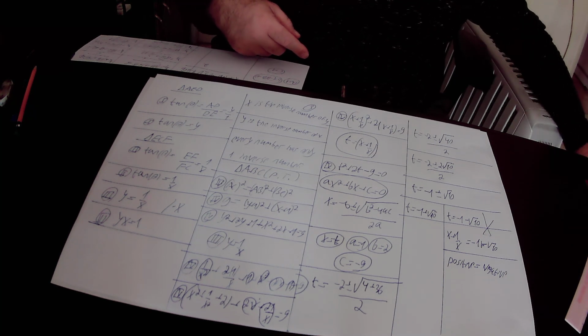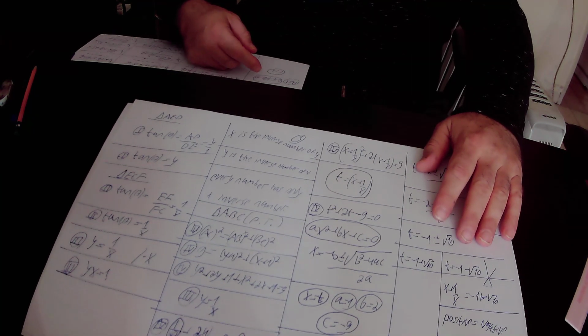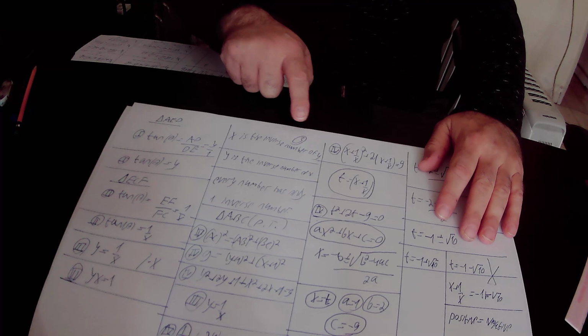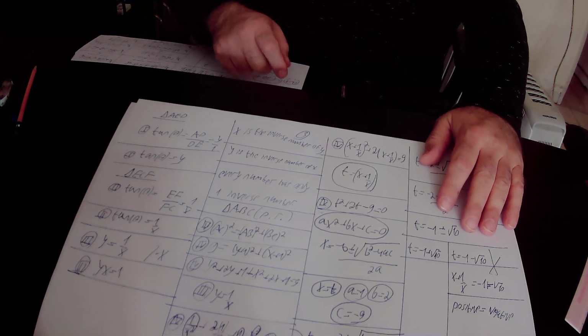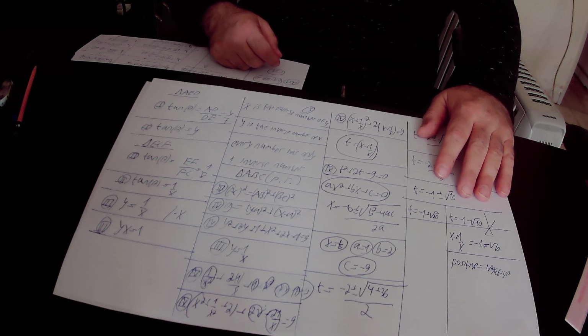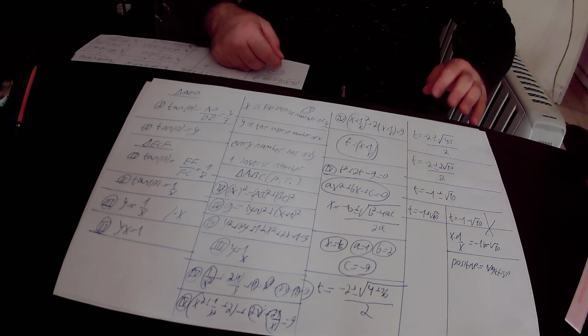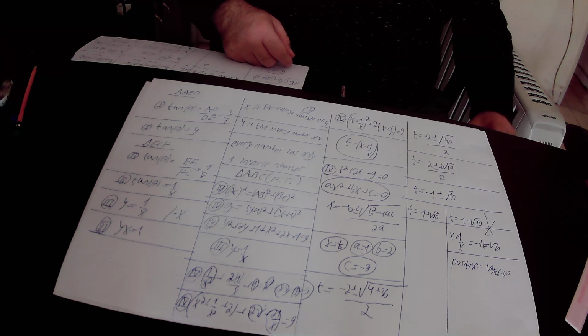What does it mean? It means that X is the inverse number of Y and Y is the inverse number of X. And we also have the rule that says that every number has only one inverse number. The inverse number of 5 is 1 over 5 and only 1 over 5, and the inverse number of 1 over 5 is 5 and only 5.